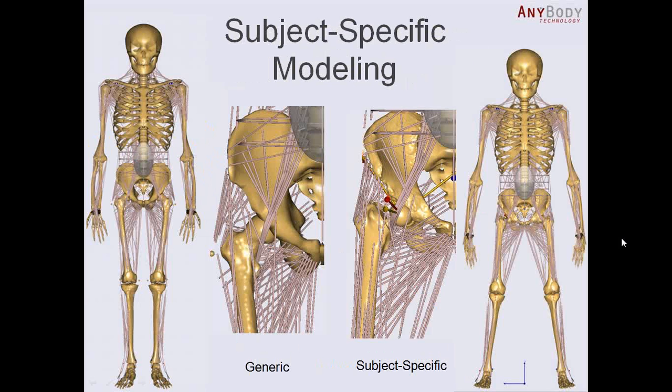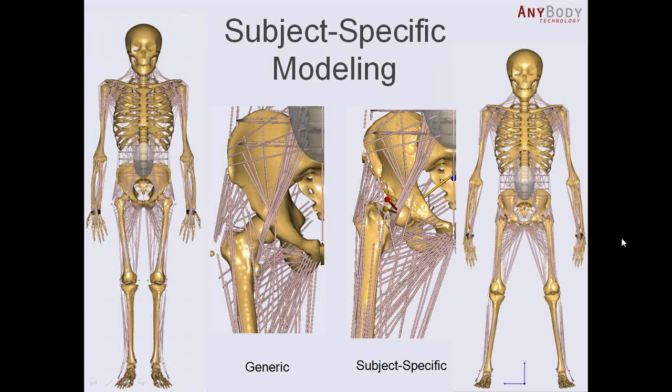Subject-specific modeling is another technique that can be important for many orthopedic applications. Here you see two different AnyBody models. To the left is the standard 50% European male, and to the right is a patient-specific model that's been created using basic anthropometric measures and medical image data for the region around the hip. This is a general example that demonstrates the basic idea of how scaling could be done for the whole skeleton.